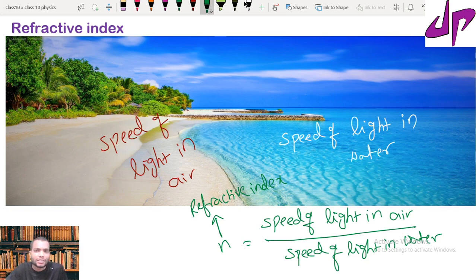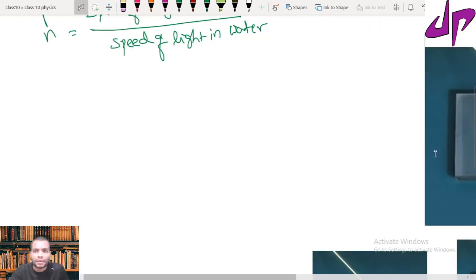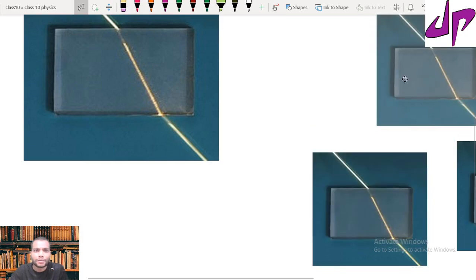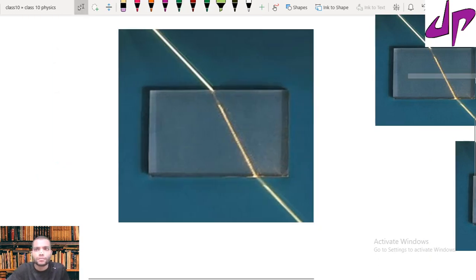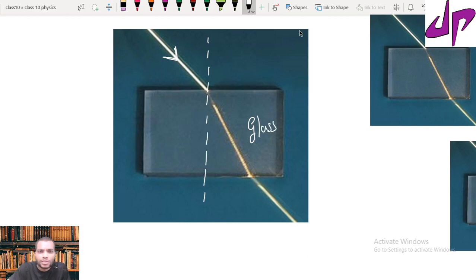Suppose we change these two mediums. For this experiment, let me take one example. I have here a glass slab. Now light is entering through the glass slab like this. This is the incident ray, and it is entering into the glass and coming out. Now here we can draw a normal on this glass slab. You can see this is the angle of incidence and this is the angle of refraction, and this ray is the refracted ray.